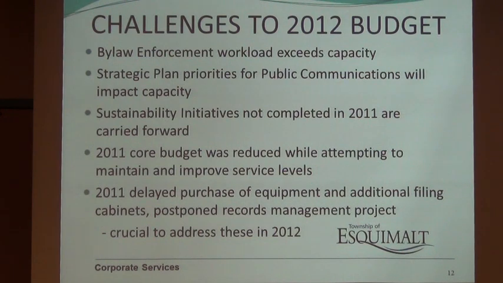Any more questions on the strategic priorities? Then the last slide is just pointing out some challenges to the 2012 budget. These include that the bylaw enforcement workload exceeds the capacity. I think we're currently at 152 bylaw complaints that we're trying to work through, and they keep coming in on a daily basis, so that is definitely an issue. Strategic plan priorities for public communications will also impact capacity. There's council direction to try to enhance public communication, and we have a point six person that is charged with all of the communications for the organization.